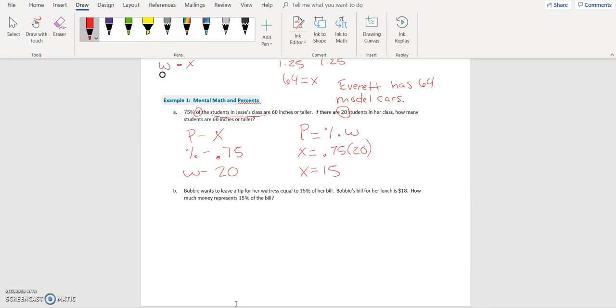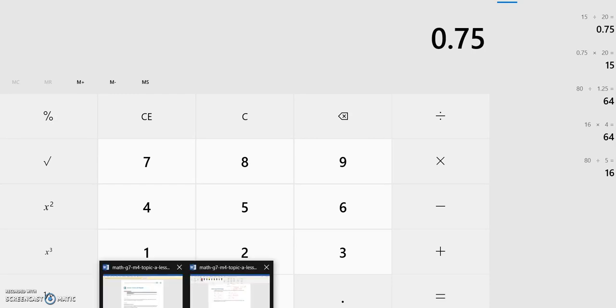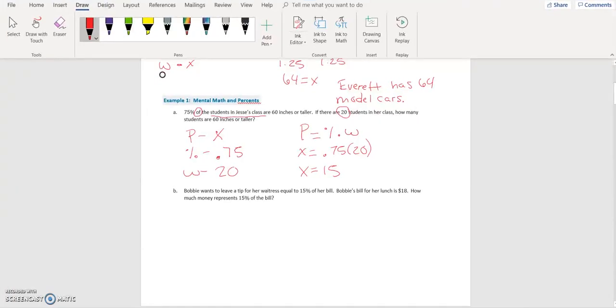And if you actually divided 15 out of 20, so 15 out of is our division sign, 20, we should get 0.75 as our percent, and we do. So that's a good way to check that. So 15 students are 60 inches or taller.